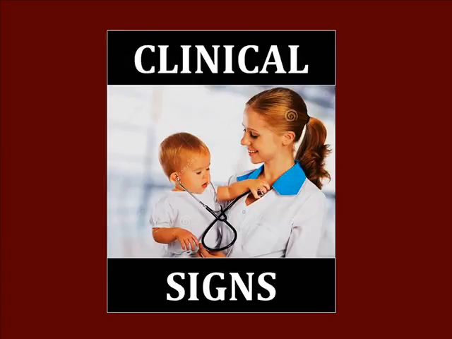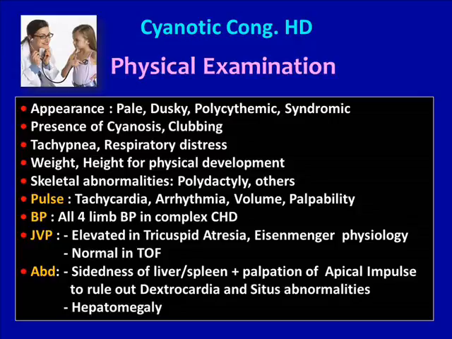So now let's go into the clinical signs. Physical examination should be swift and meticulous. See the appearance if the patient is pale, appears dusky, has polycythemia or appears syndromic. Examine for cyanosis and clubbing. Look for tachypnea, respiratory distress. Check the height, weight for physical development. Observe for skeletal abnormalities such as polydactyly, among others.